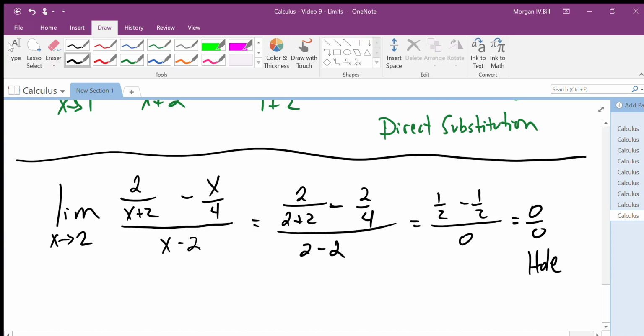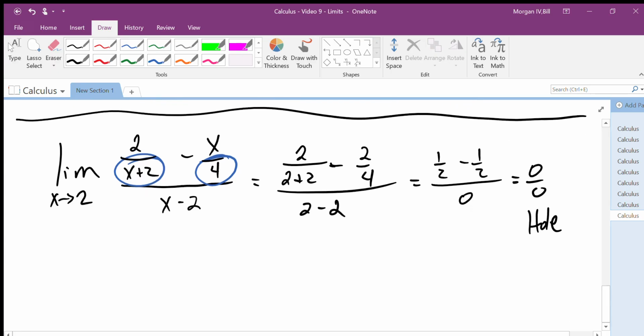All right, so last time we had a polynomial over a polynomial, so we factored the polynomials and then canceled out. When you see fractions like this, usually the best route to solving this is to find the common denominator of all the fractions. In this case, I have two fractions, so these are my two denominators, x plus 2 and 4. The common denominator would be 4 times x plus 2, and I'm just going to multiply top and bottom by that common denominator, 4 times x plus 2.